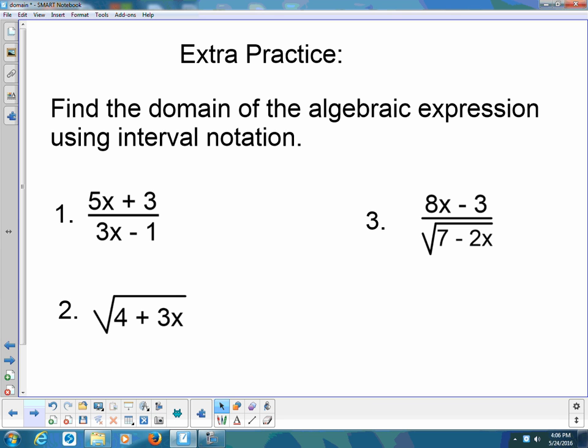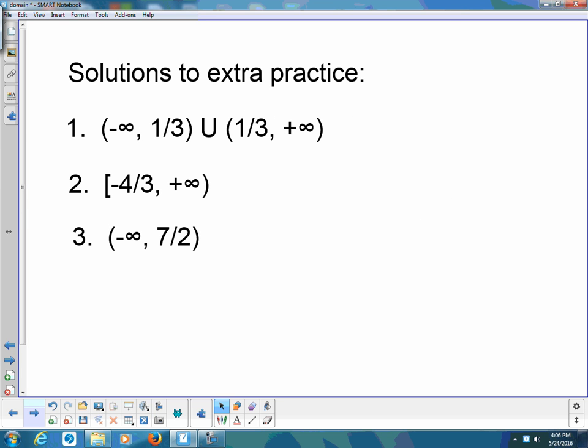Okay, so here are your solutions for these 3 problems. I hope you paused the video and worked these out. So your solutions for number 1, 2, and 3. Number 1, negative infinity to 1/3, union with 1/3 to positive infinity. Number 2 would be bracket, negative 4/3 to positive infinity. And then number 3 would be negative infinity to 7 halves, not including the 7 halves.